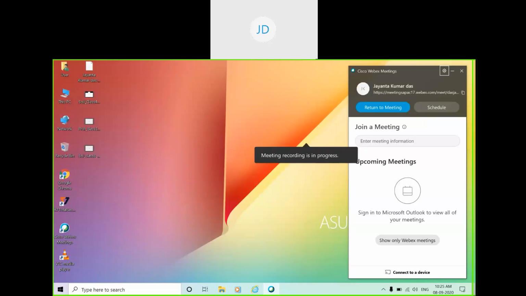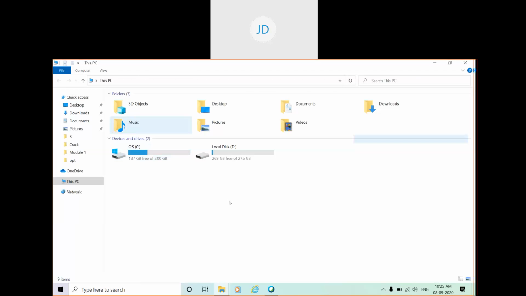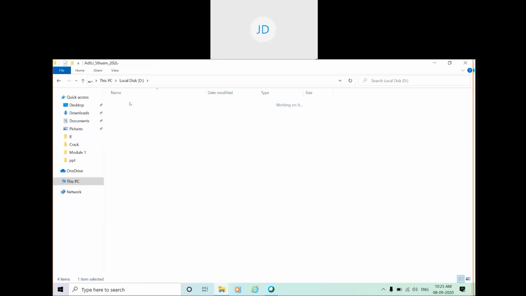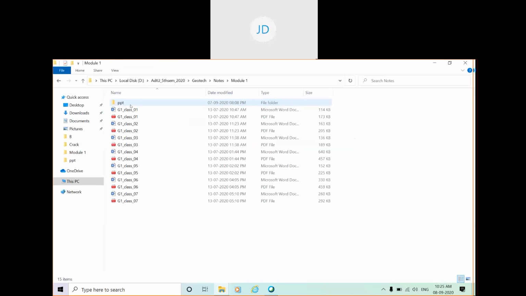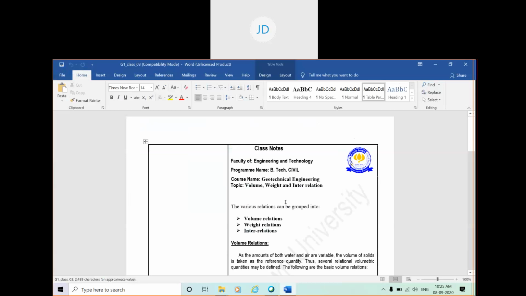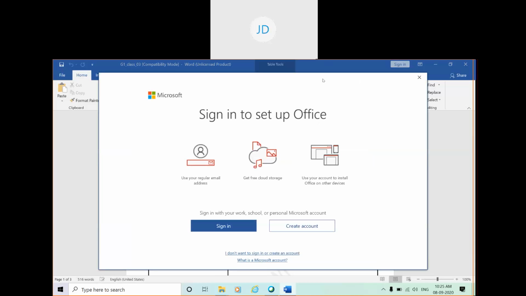Okay. Uh, can anyone please respond? Am I visible? That means my screen is visible or not? Yes, sir. Oh, okay. Yeah. Let's go to my drive. Geotech. I'll take model one. I think it should be weight relation, right? Okay, let me check. It is that's yeah. I think it will. This is the thing. Sorry. Wow.